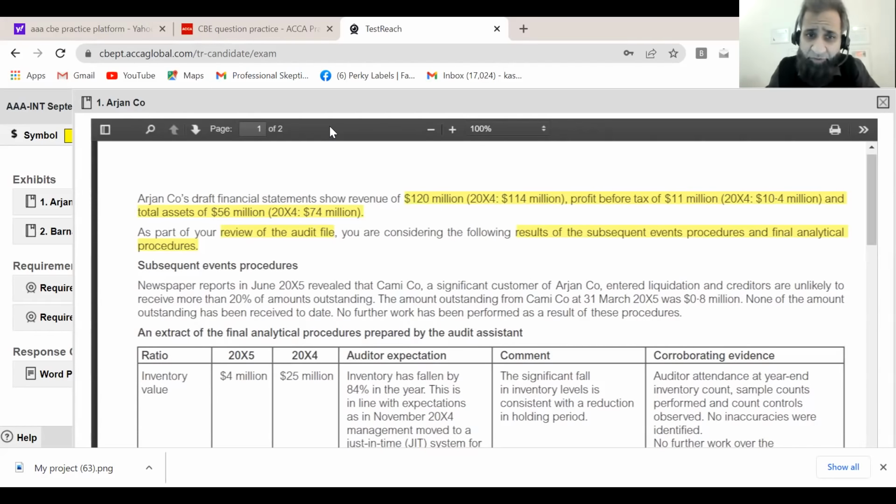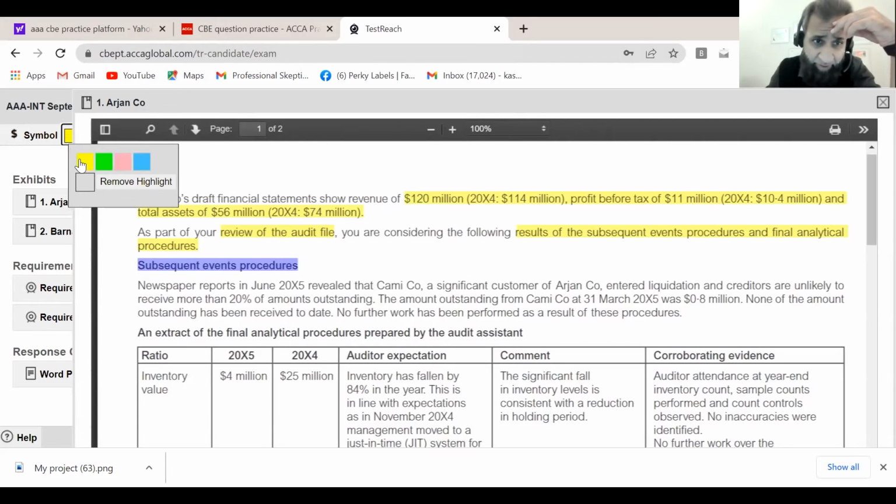This is just a review of the working paper file, Rashika. This is not a hot review. This is not a quality control review. This is just a working paper file review, as simple as that. Okay, subsequent events. Let's see what the results of the subsequent event are and whether we have gathered the right evidence on subsequent events. Number 1 is just one subsequent event. The rest are all analytical procedures.